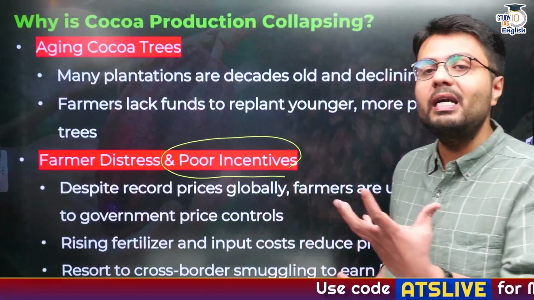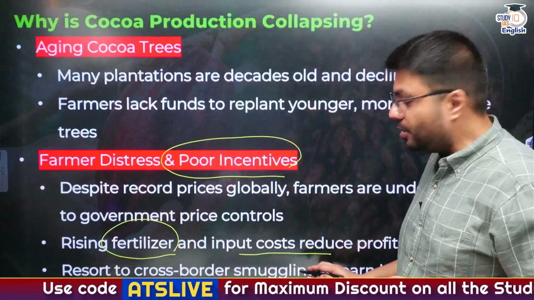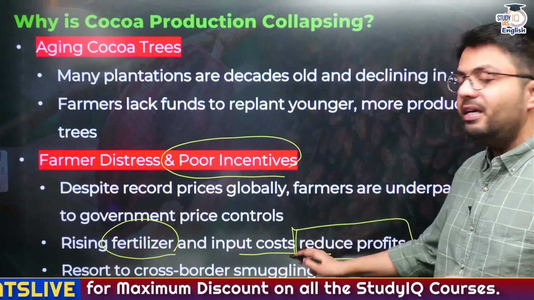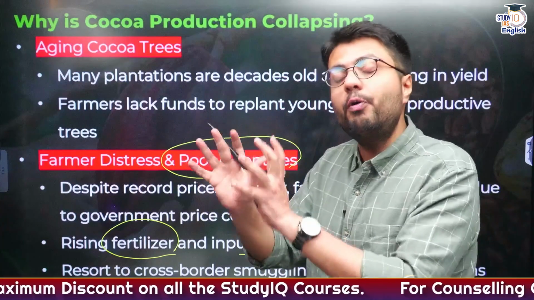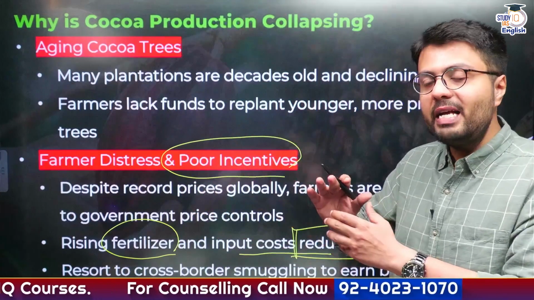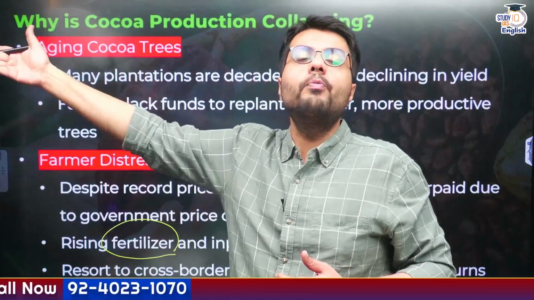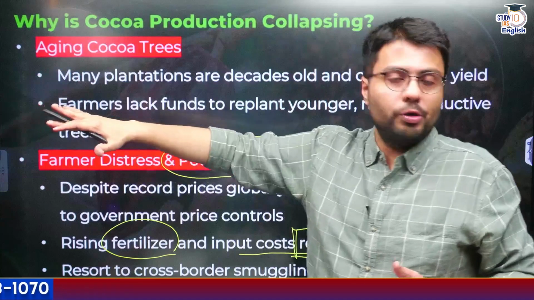Similarly, farmers are required to spend more on their inputs like fertilizers as well as storage, which has reduced their incentives and has also reduced the amount of profit they are making out of this agricultural activity. So many of the farmers, you'll realize, are resorting to cross-border smuggling so that they can get good prices for their cocoa production in other countries where the caps don't exist.